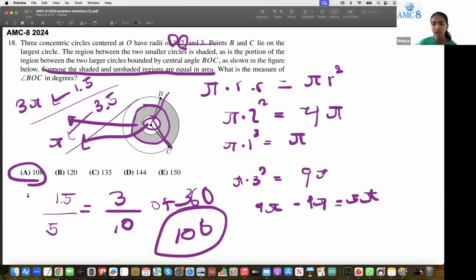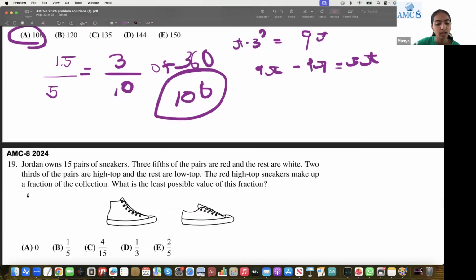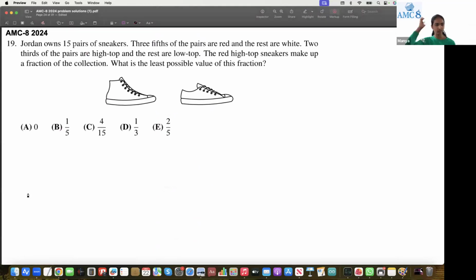Does anyone have any questions on this problem? Okay. So we can go to problem number 19.